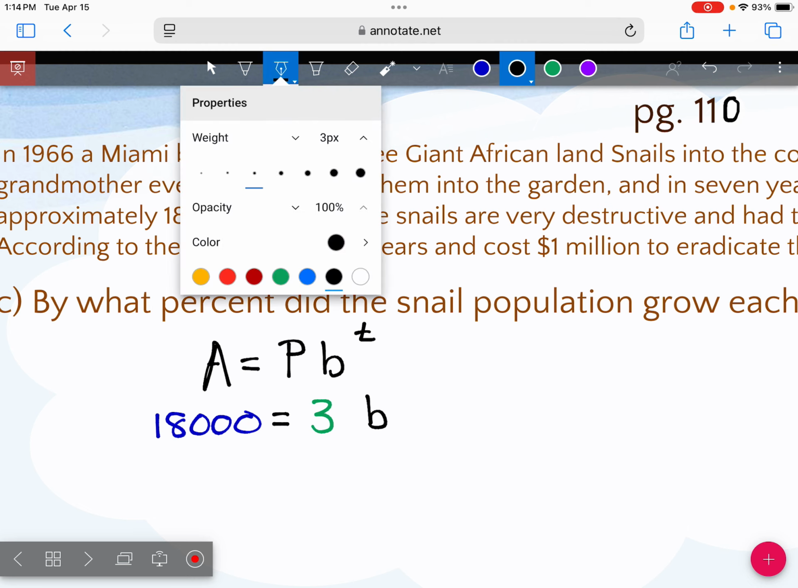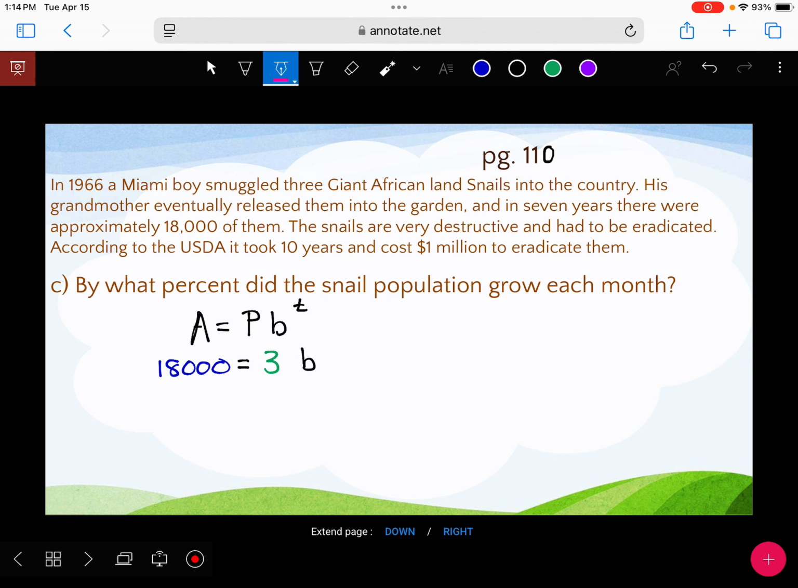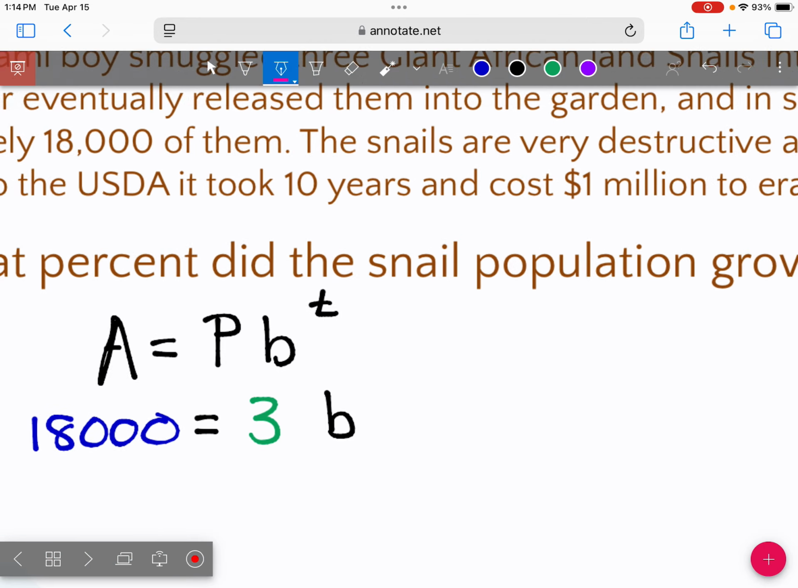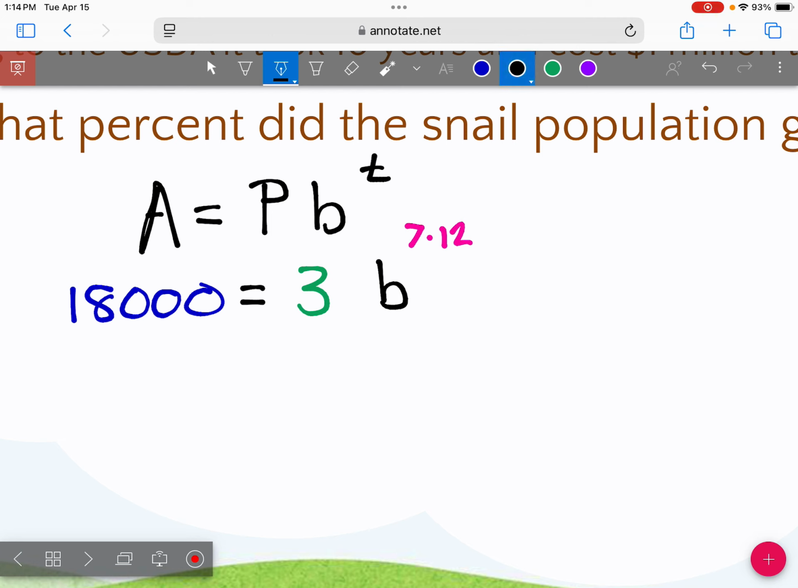But what is our power for this one if we're looking at months? How much time did it take? 7 years. How many months in a year? 12. So every year we'd have 12 months. So we could take our 7 times the 12. So what is our power on this really? 84.